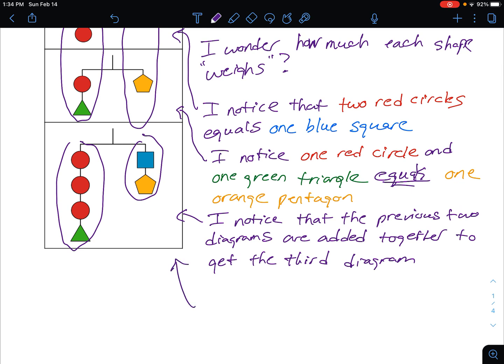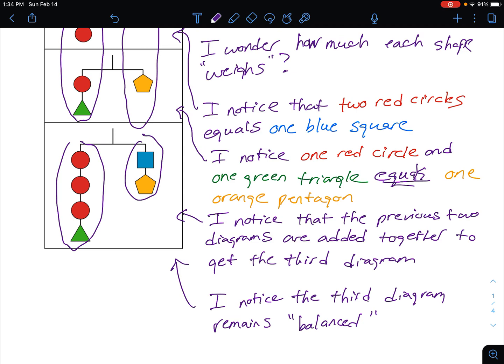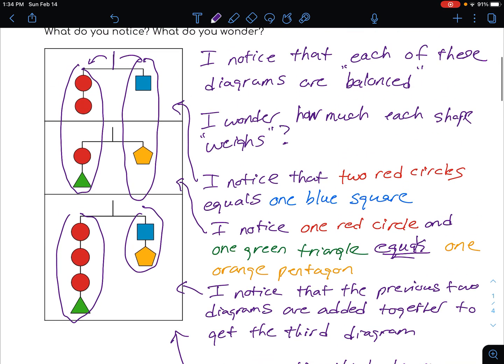I also notice the third diagram remains balanced, which in my mind kind of makes sense. Since the previous two were balanced and they're added together, that must mean that that third one would remain balanced as well.